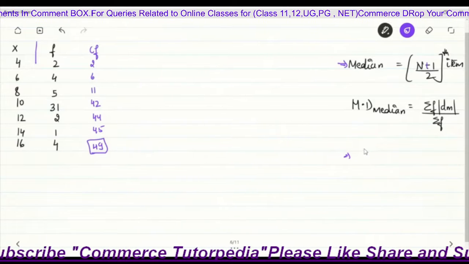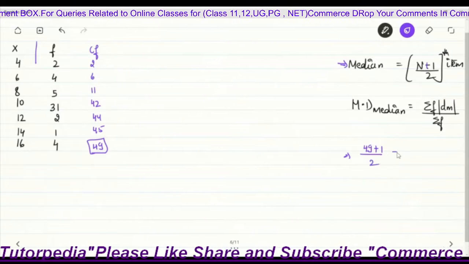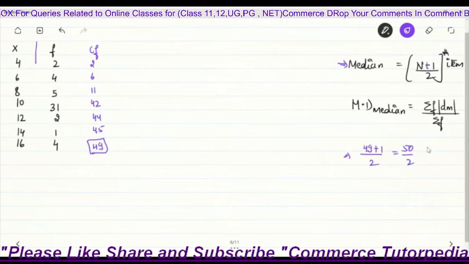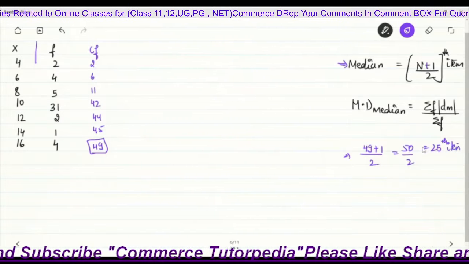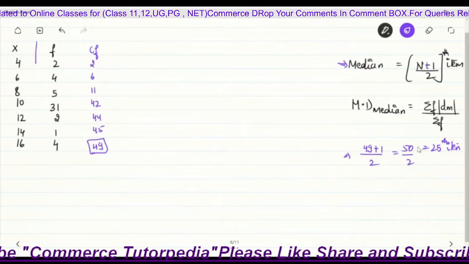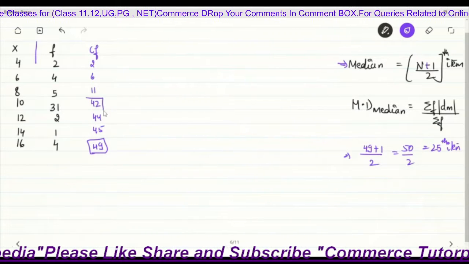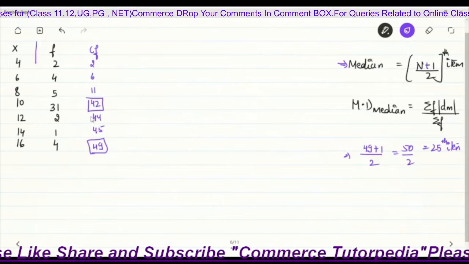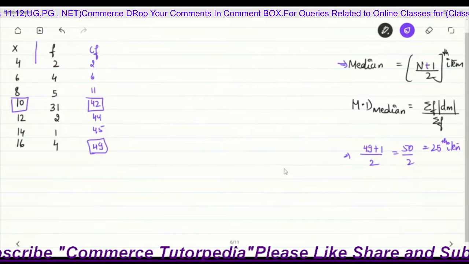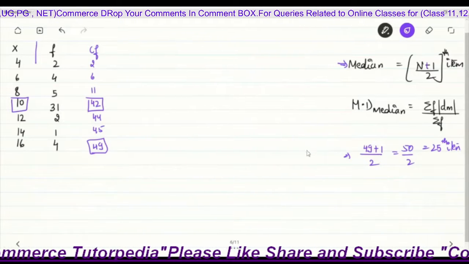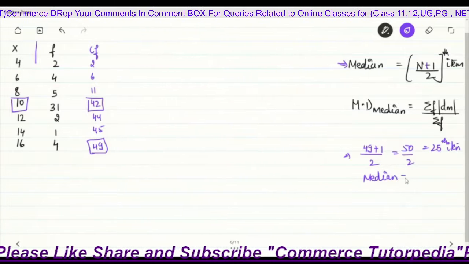So let us apply this into the formula. We will get the value 49 plus 1, that is 50 by 2, it is the 25th item. Okay, and the 25th item lies in cumulative frequency 42, right? It lies in the cumulative frequency 42, which corresponds to 10. So we will get the value of median as 10, right?